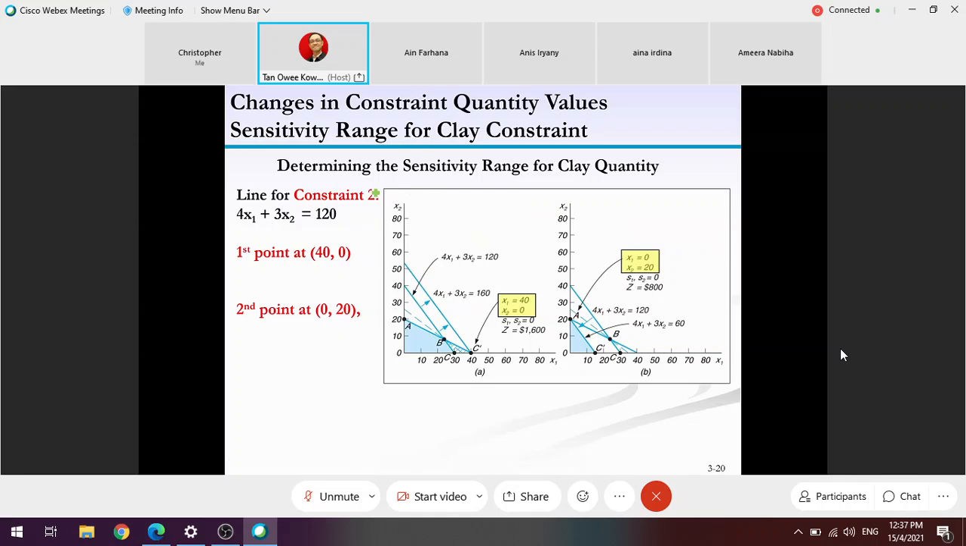So replace into the constraint for x1 plus 3, x2. So in this case, 40 plus 0 is 160. In this case, 0 plus 3, 20, is 60.